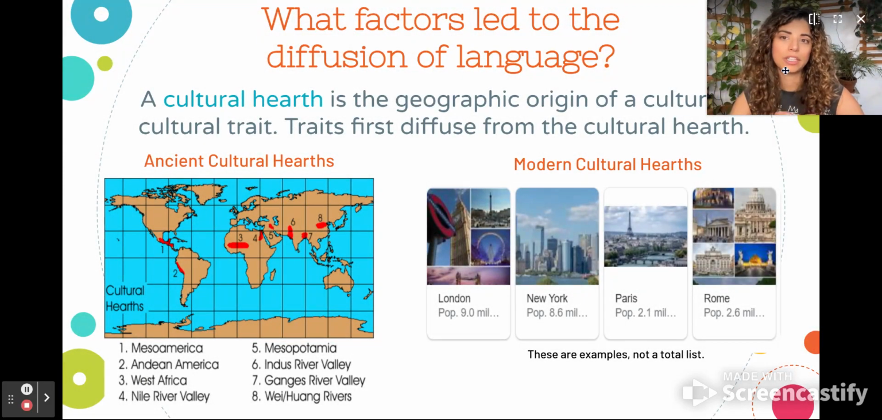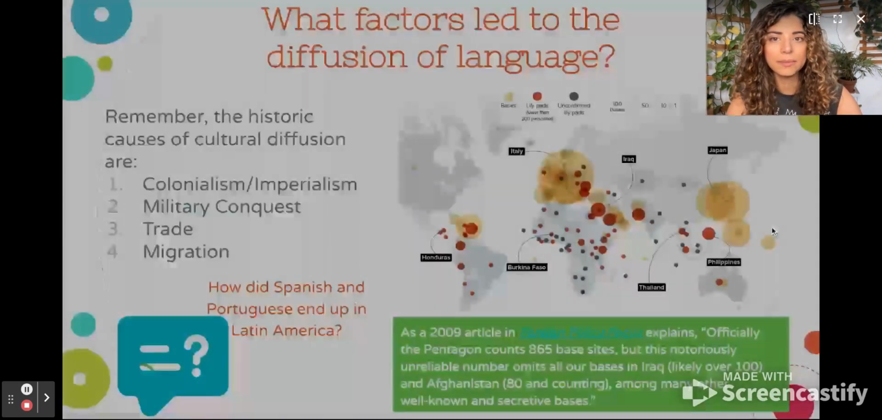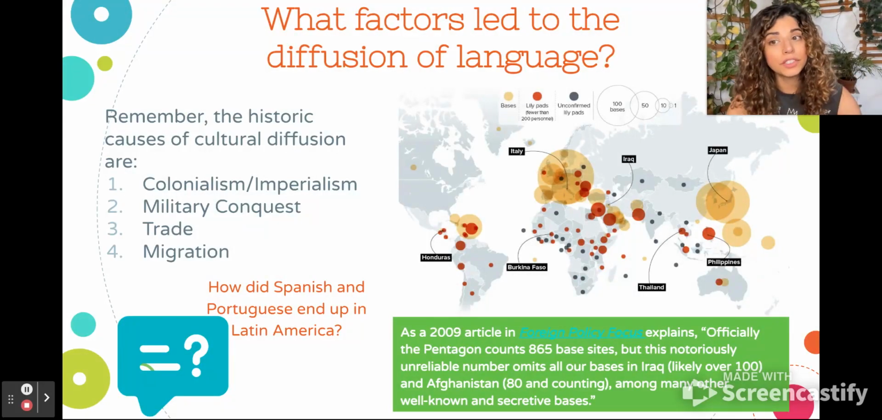And just like with diffusion and hearth, for languages it's important to know some of their hearths. Language is just another element of culture, so each language has its own cultural hearths. In terms of diffusion and how these languages ended up where they are now, these are the four main, typical causes of historic diffusion: colonialism or imperialism, military conquest, trade, and then migration.